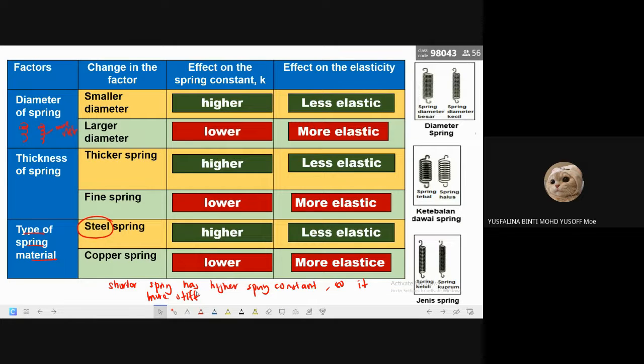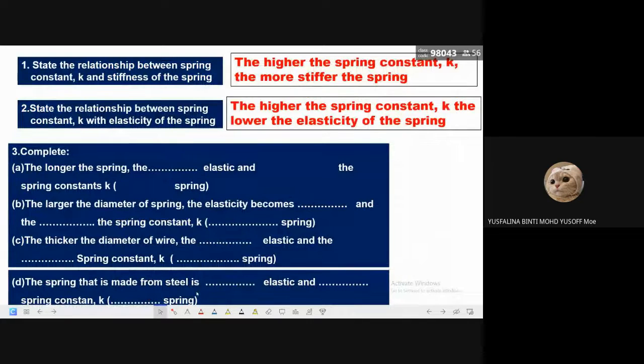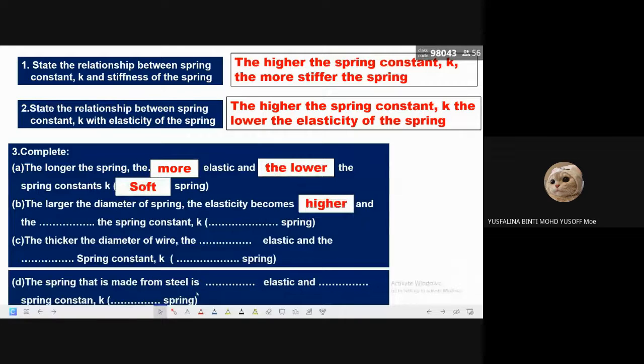This will help you in the modification. Remember the essay part, Section C, the one where you cannot choose, you have to modify. Let's say they ask you to modify the absorber for a car. Usually for the absorber of a car, you need a stiffer spring, so you need to consider those four factors. I already discussed this just now.